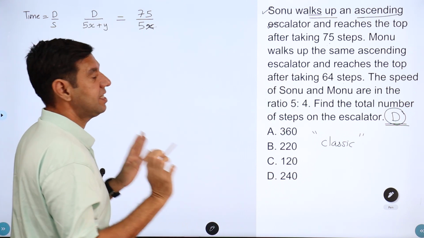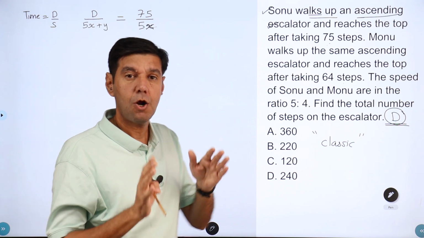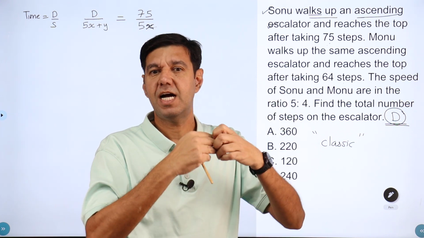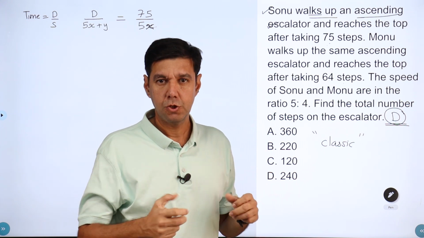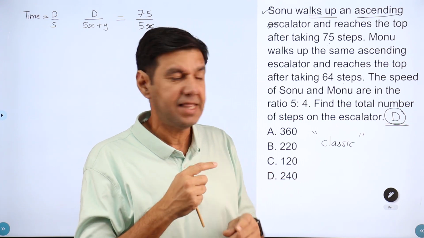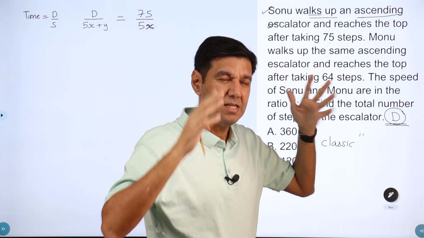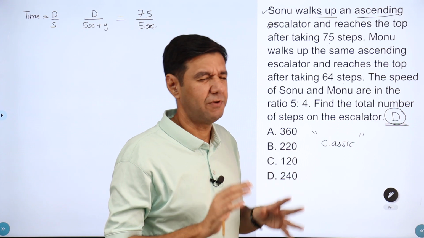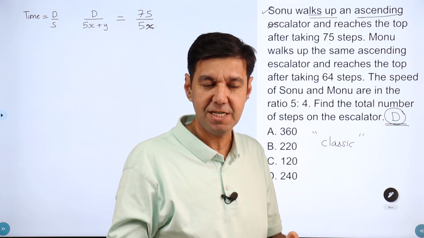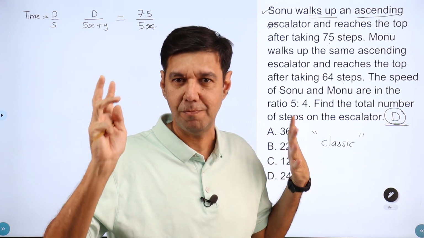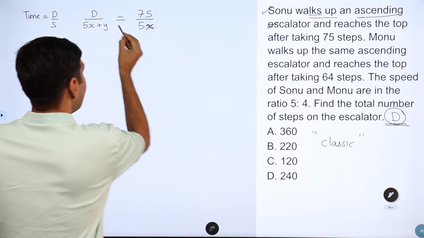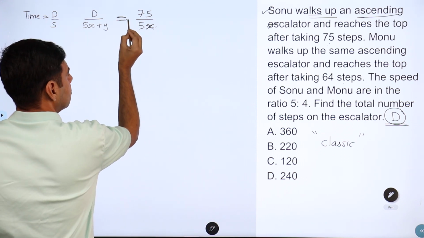So think of that escalator, students, as an automatic escalator. As soon as you step on it, it starts moving, or else it stands still. So I say start, Sonu gets on the escalator, the escalator also starts, and Sonu is walking at his pace. Sonu is ignorant that the escalator is also moving. He is walking at his pace as if he is walking on the ground, and the moment he finishes 75 steps, he finds himself at the top, so stop. And in that same time, the escalator also stops. So the time for both is the same, students, right?